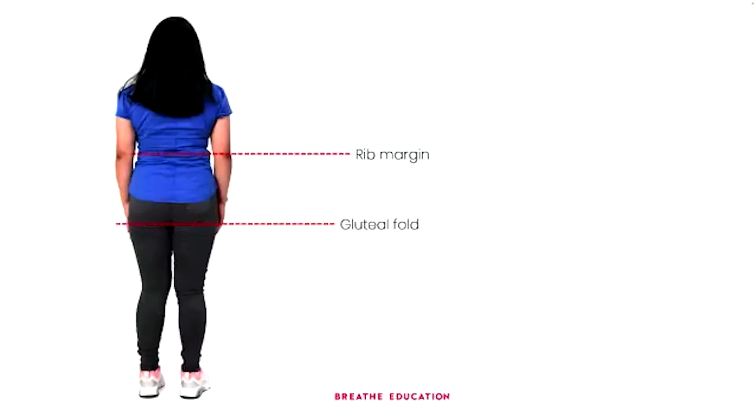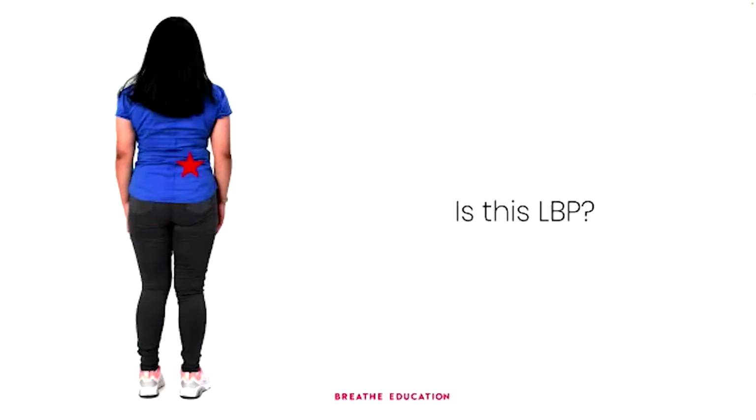So again, if you just put your hands on that spot, where I guess it's if you had a visible panty line or something, that's where it would be. So in between the rib margin and the gluteal fold, that is low back pain. If there's pain in between those regions, according to the current guidelines, that's a definition of low back pain, with or without leg pain.